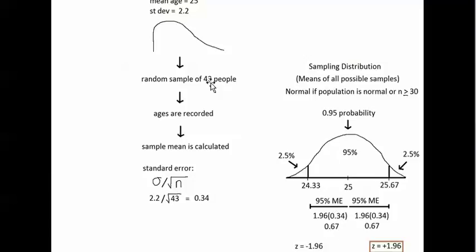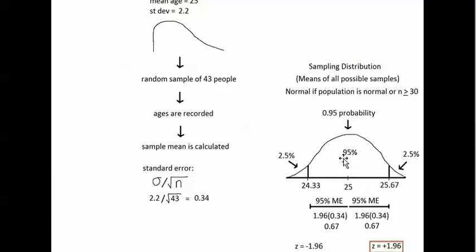That means that in this situation, the sample mean has a 0.95 probability of falling somewhere within 0.67 of the population mean. So what happened is the population standard deviation went down. Since the population standard deviation went down, the standard error went down. And since the standard error went down, the margin of error went down.